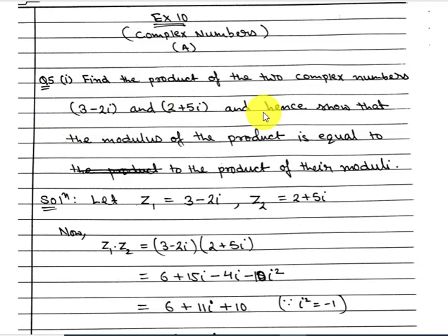Okay, next it says hence show that the modulus of the product is equal to the product of their moduli. That means I have to find the modulus of z1 into z2. Okay, and then I have to show that it is equal to mod z1 into mod z2. Okay, so let us start.